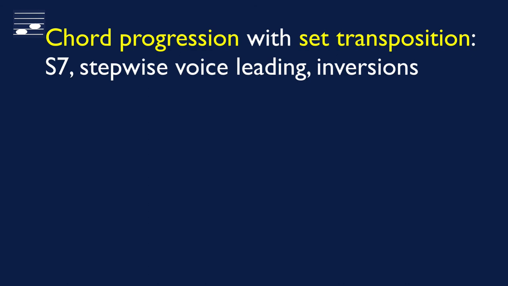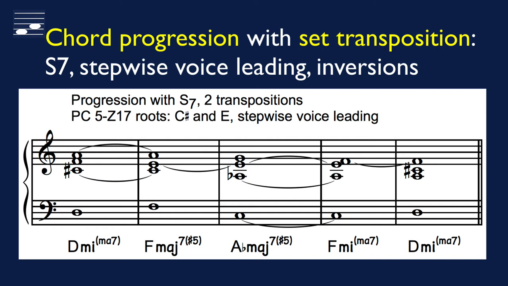Next, I show a somewhat longer cadence, with 7 chords from the two set transpositions. I aimed for a smooth voice leading with mostly stepwise motion in the parts. The two chords in measures 3 and 4 are in inversion position.